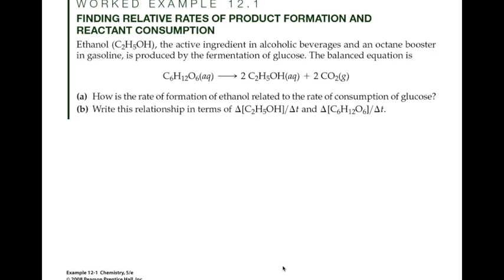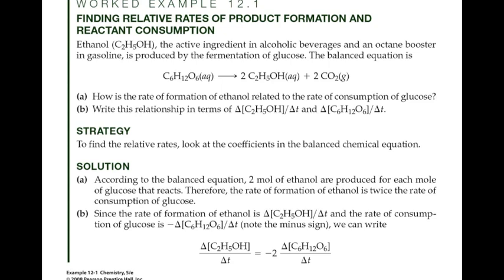So let's take a look at a problem where we need to examine the stoichiometry of a particular reaction. This reaction is the conversion of glucose into ethanol and carbon dioxide. And the question asks 2 parts. How is the rate of formation of ethanol related to the rate of consumption of glucose? So how is the rate of ethanol formation related to the rate of glucose decrease in concentration? And the second part, write a relationship in terms of the change in concentration of ethanol over time and the change in glucose over time. So take a minute, pause this, and see if you can see how you would answer these questions.